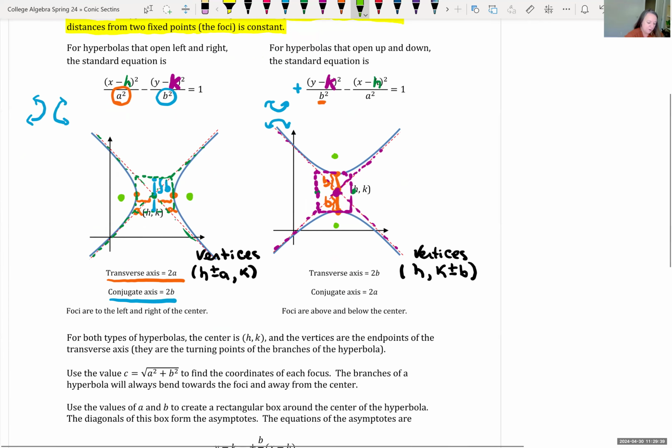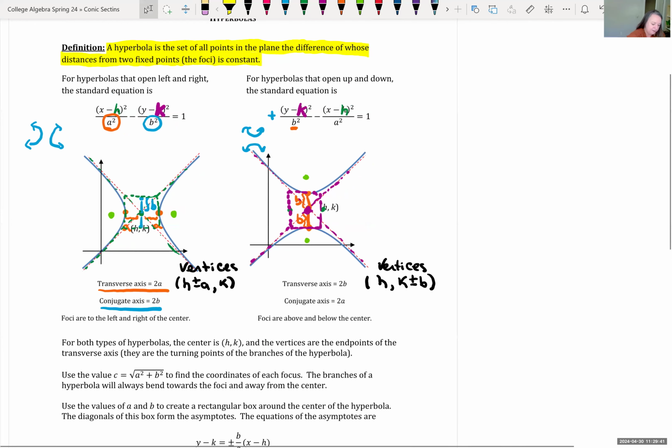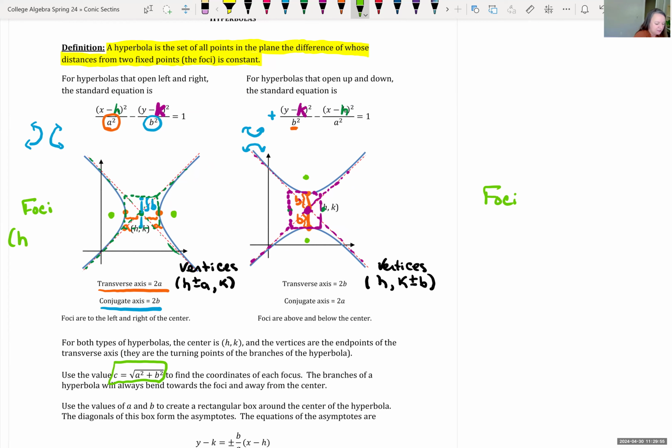In this case, though, foci are found a little differently. For the one on the left, I'm going to either add or subtract C from H, so H plus or minus C, comma K. Or for my foci over here, I'm going to add or subtract C from my Y value, so H, comma K plus or minus C.